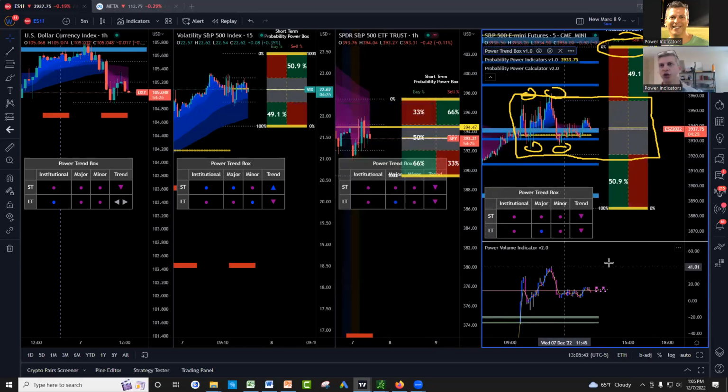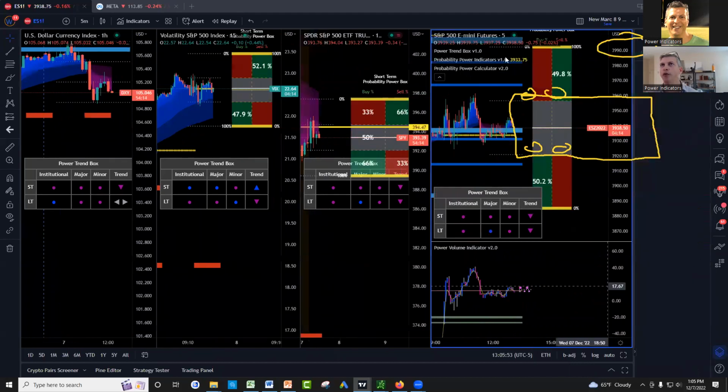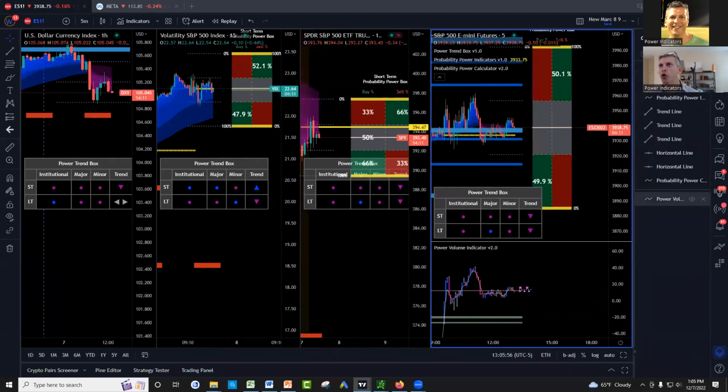Another thing also that you have to make sure when you have the power trend box for visibility purposes, you go to the object tree here at the bottom, or you right click on any chart, choose object tree, and you move, see? You move here, the power trend indicator. Like if I put it at the bottom, look what will happen. The calculator is going to go over the trend. And you don't want to do that.